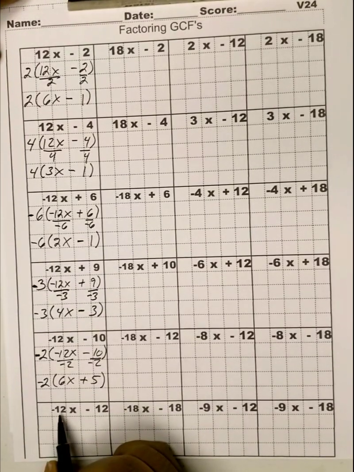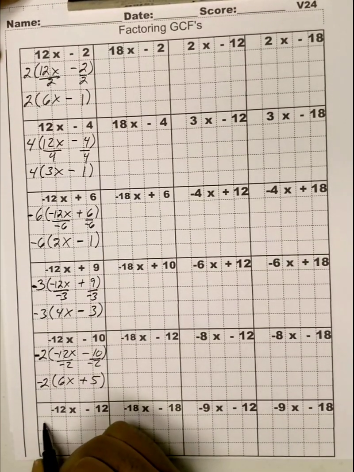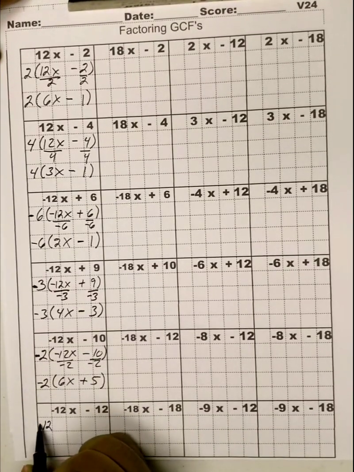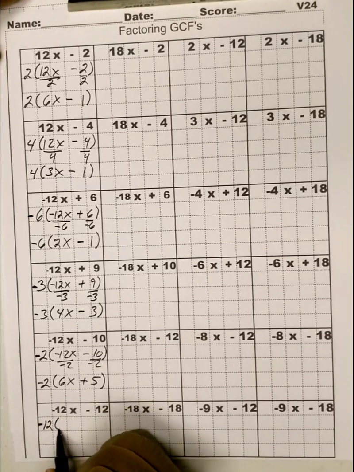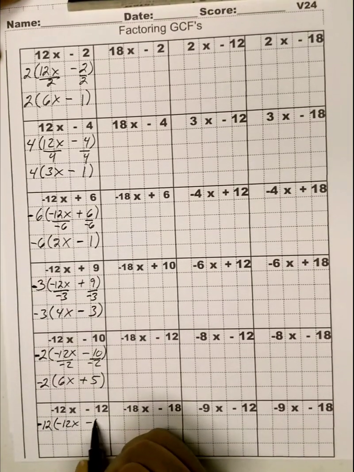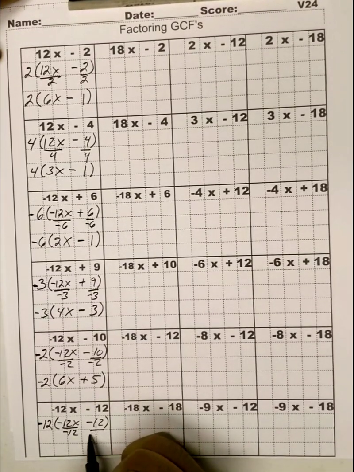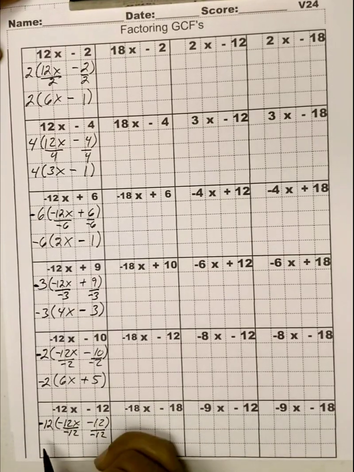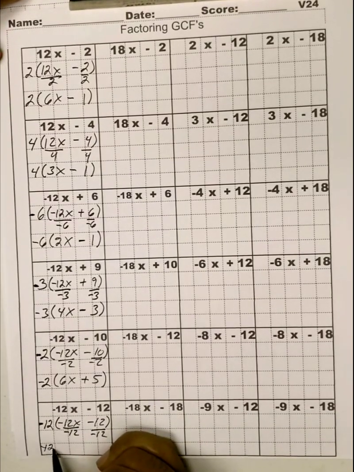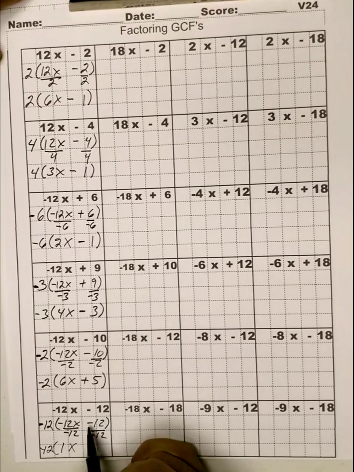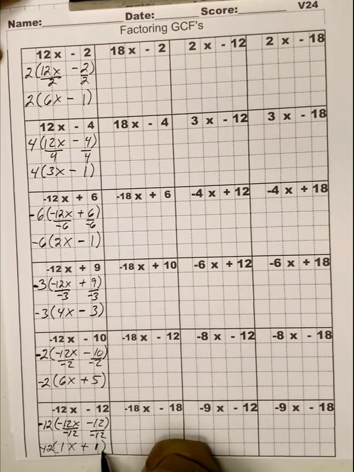Here, the greatest common factor for 12 and 12 is 12, because they can both be divided by 12. And because it leads with a negative, we'll have a negative there. In parentheses, negative 12x minus 12, close parentheses, and both of these will be divided by a negative 12. As a result, we'll get a negative 12 here, and negative divided by negative is positive. 12 divided by 12 is 1, and then bring down the x. Negative divided by negative is positive. 12 divided by 12 is 1, and then close parentheses.